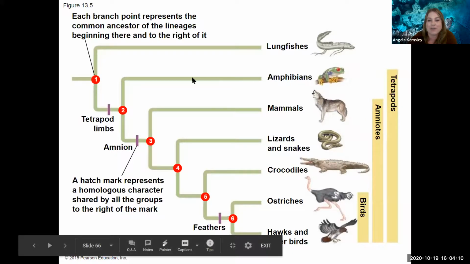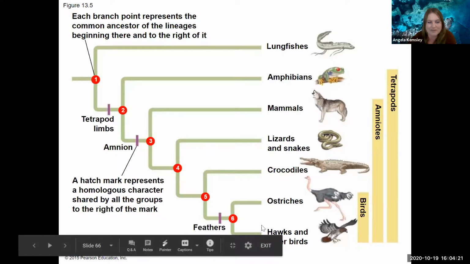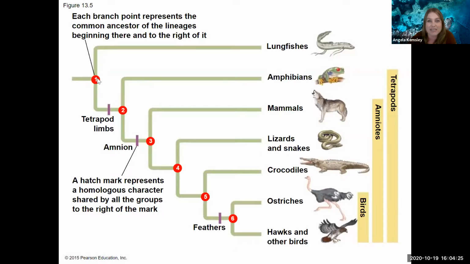So it's going to be number 2. Right, so number 2 is going to be the most recent common ancestor of amphibians, mammals, lizards, snakes, crocodiles, ostriches, hawks, and other birds. All right, so even if these dots and numbers don't exist, assume that these intersections are a most recent common ancestor. All right, so that's one of the things you should know.